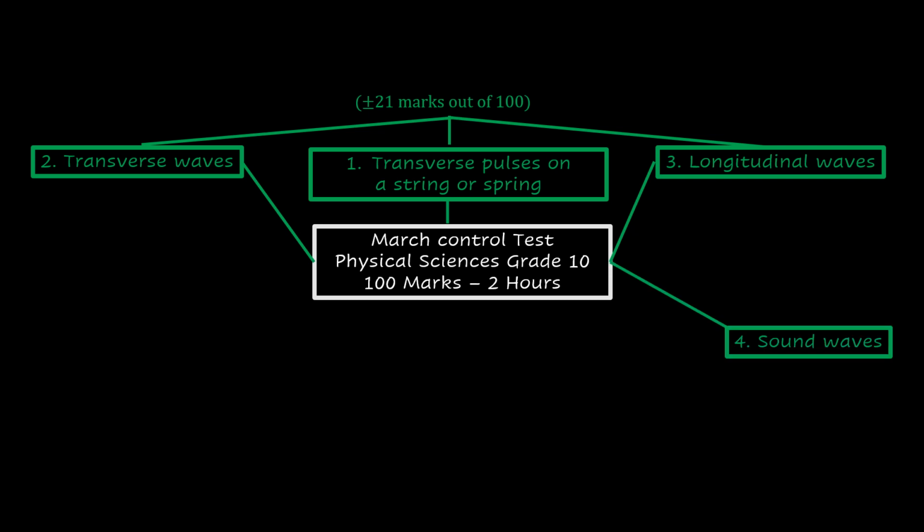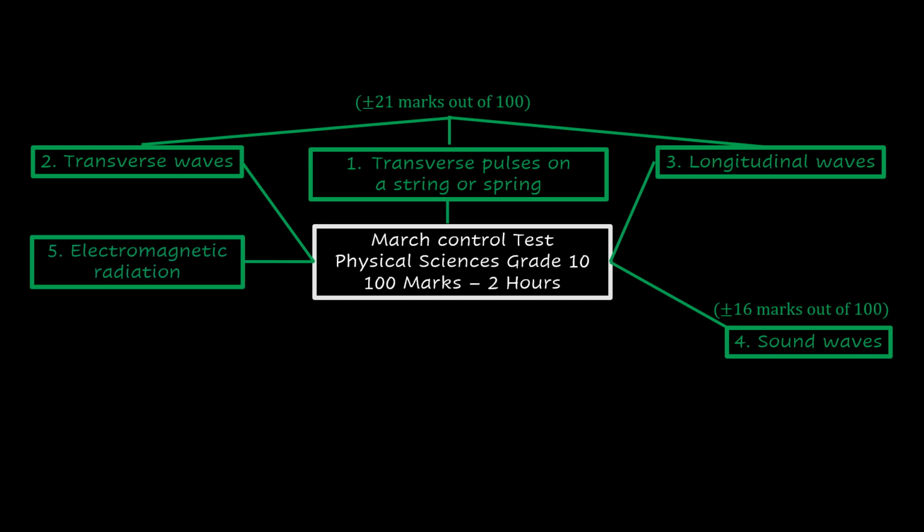The fourth topic will be sound waves. And that topic typically would weigh around plus or minus 16 marks out of a possible 100. The fifth topic is electromagnetic radiation. And this topic will weigh about plus or minus 20 marks out of a possible 100.